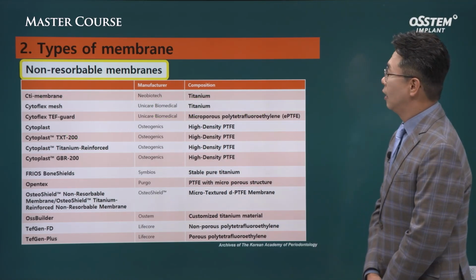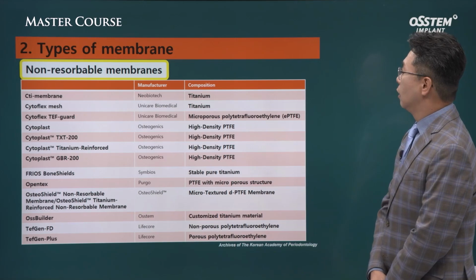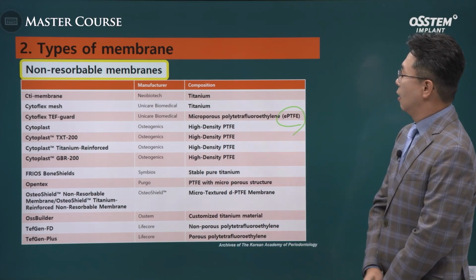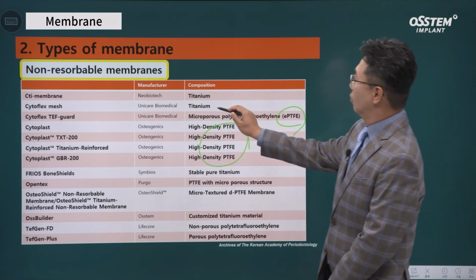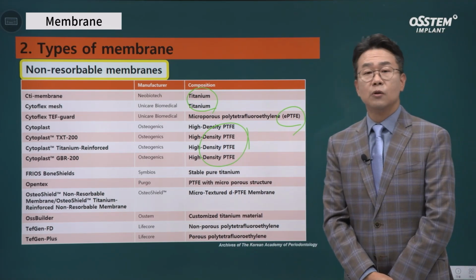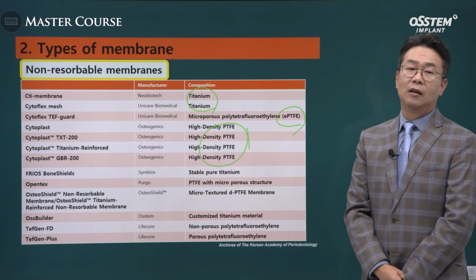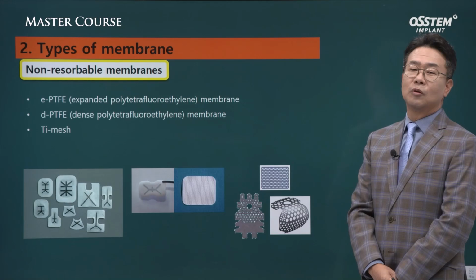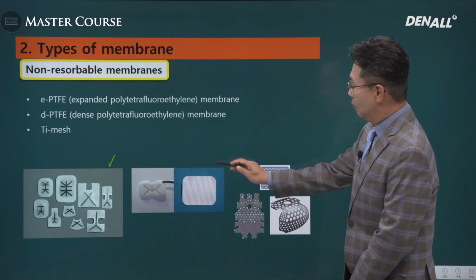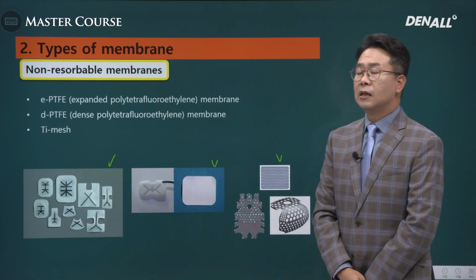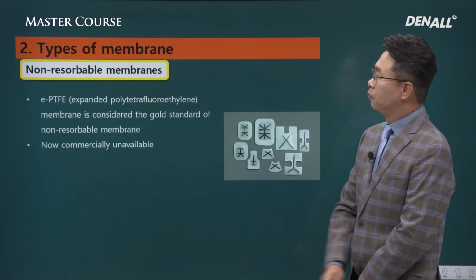I'm part of the Korean Academy of Periodontology, and if you look at the data provided from there, there are different options. Non-resorbable membrane can be largely divided into three: EPTFE, high-density PTFE, and titanium. You can see that there are many more different options here. EPTFE membrane, DPTFE, and titanium mesh. These are the primary non-resorbable membranes that we come across.